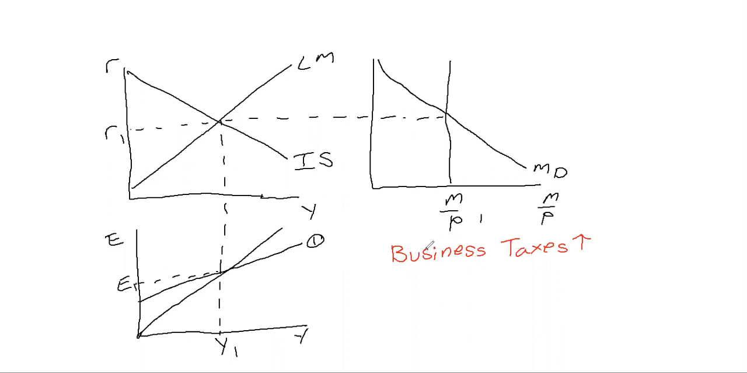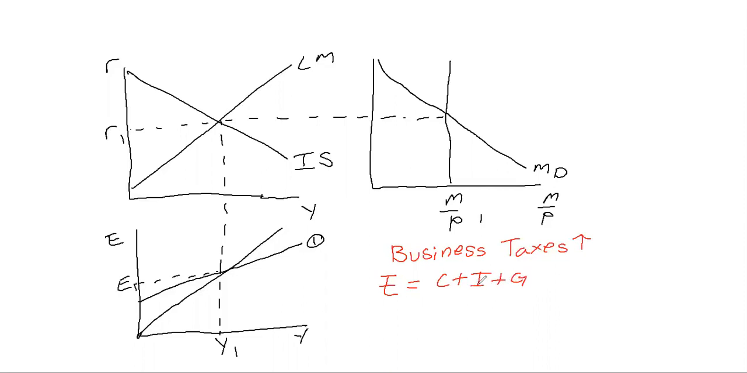So the first step you'll need to do is identify if this change is in the goods and services market or the money market. So a business tax increase would be in the goods and services market. So we're going to look at E equals C plus I plus G.